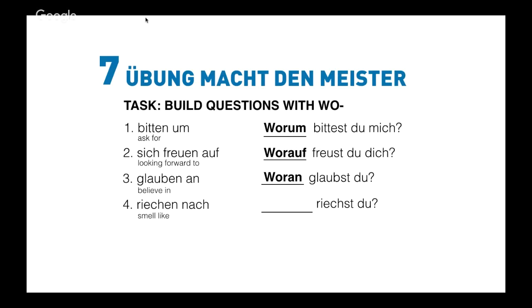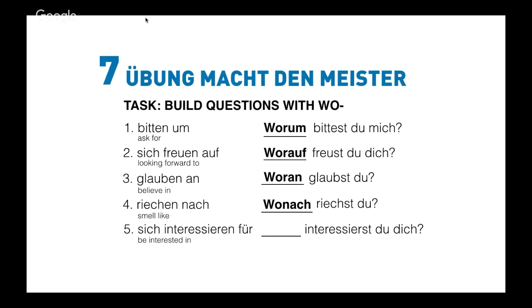2 more. Riechen nach, to smell like. 3, 2, 1. Wonach riechst du? And you see here we don't need an R because the N is easily attachable to the wo. What are you smelling like? Yeah, maybe someone smells like a beautiful perfume.